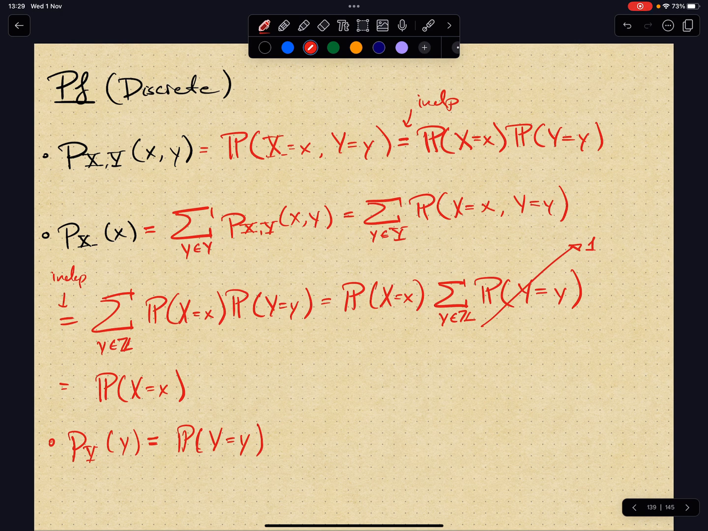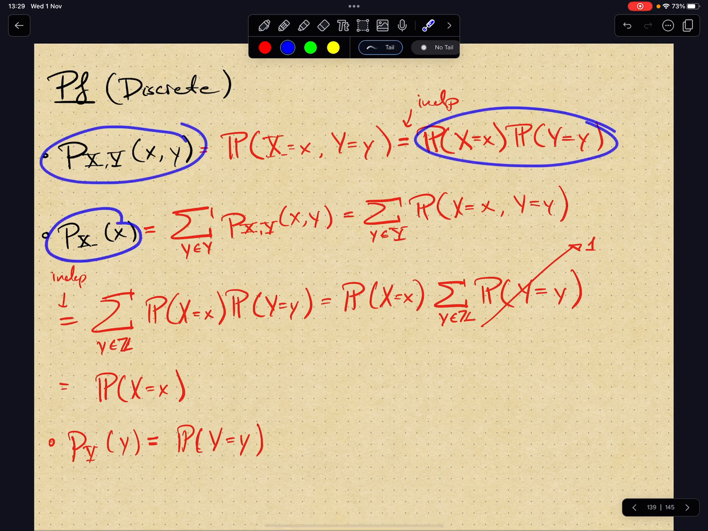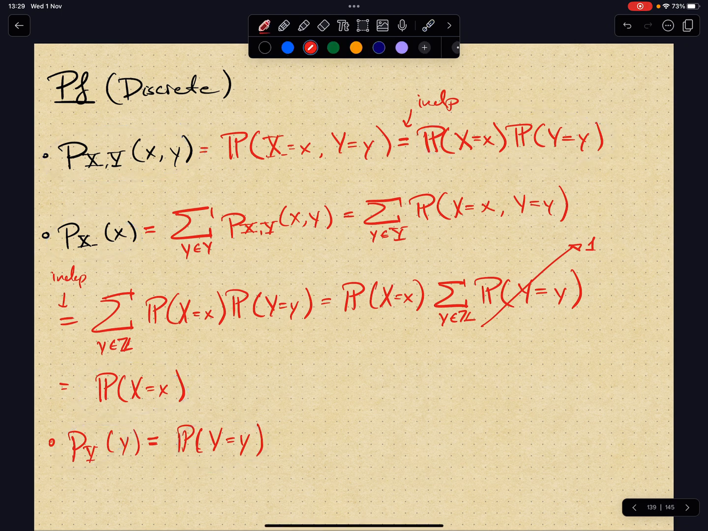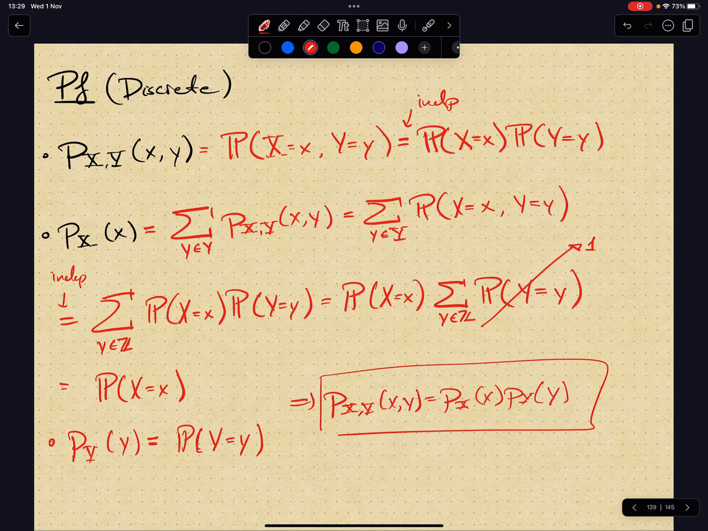So now, putting all the pieces together, we have this is equal to this, and this is equal to this. We obtain the result: the joint probability mass function p(x, y) equals the probability that X equals x times the probability mass function of y. And this is what we wanted to prove.